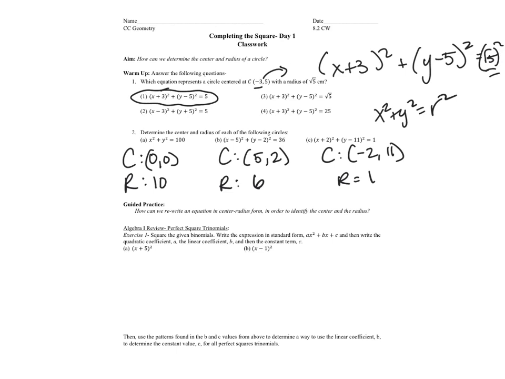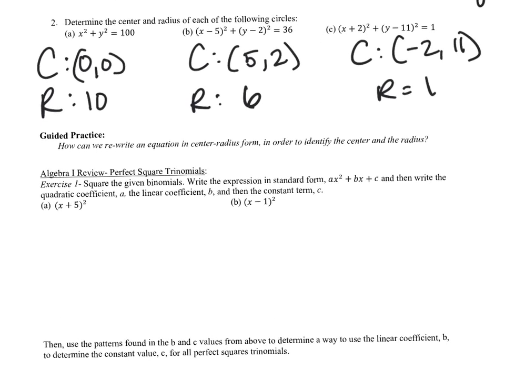Now for number 2, these are the centers and the radiuses. Now, if you feel like you don't need a little bit of review on the Algebra 1 aspect to complete the square, you can skip over this whole section, all right? But I'm going to do a little bit of an explanation for those people that need a little bit of extra support with this topic, all right?